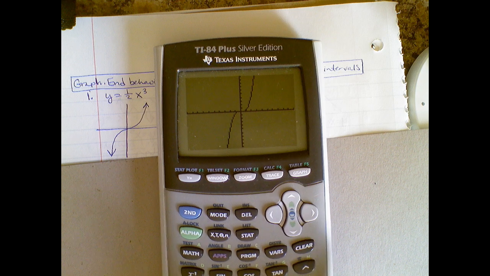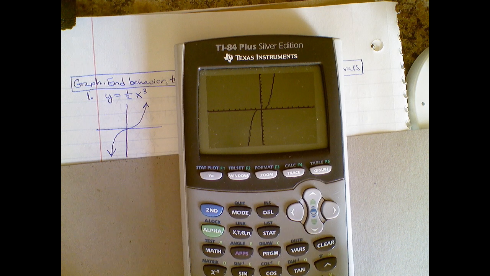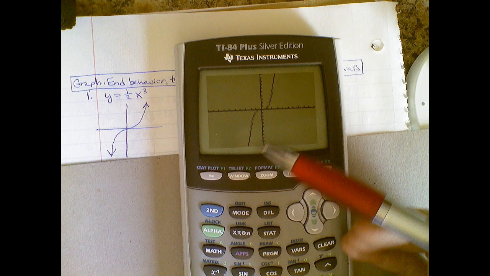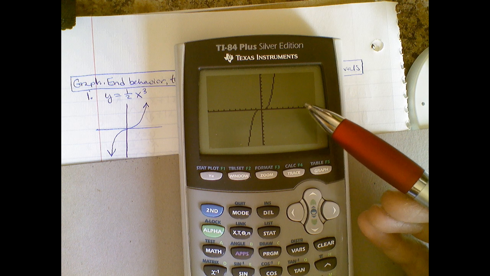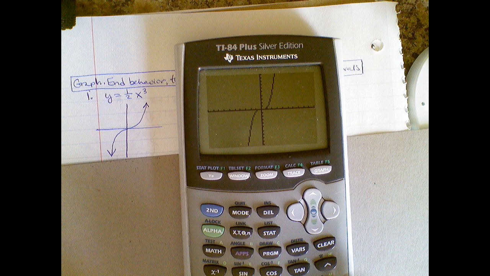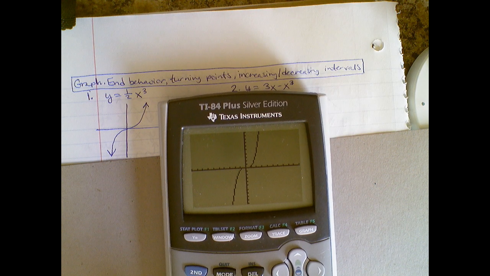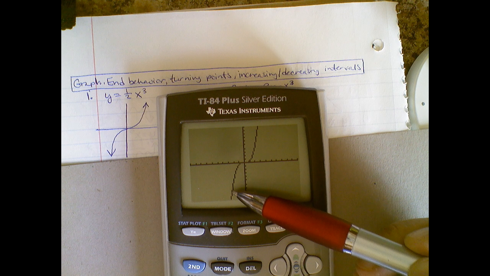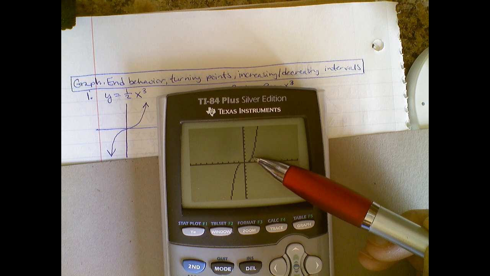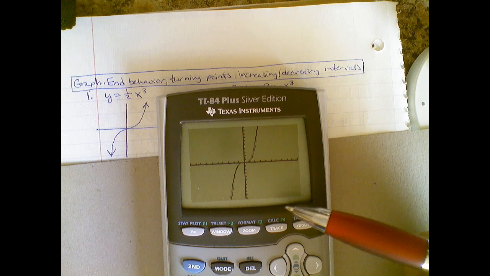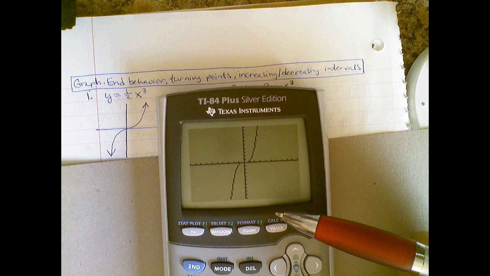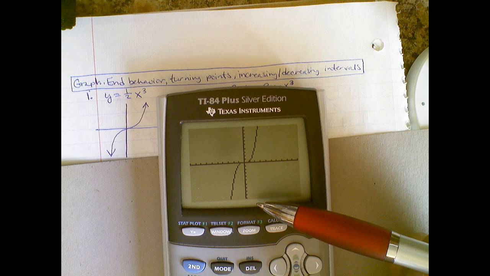So our end behaviors, if we go through, what are our ends doing? This one's pointing down, and then this one's pointing up if we look at it from left to right. So we'd say down, up, and then our turning points. Notice for this one, it's increasing. If we just follow along, it's increasing, increasing, increasing. There's no points on the graph that it goes from increasing to decreasing or decreasing to increasing. So for this one, we'd say there's no turning points.